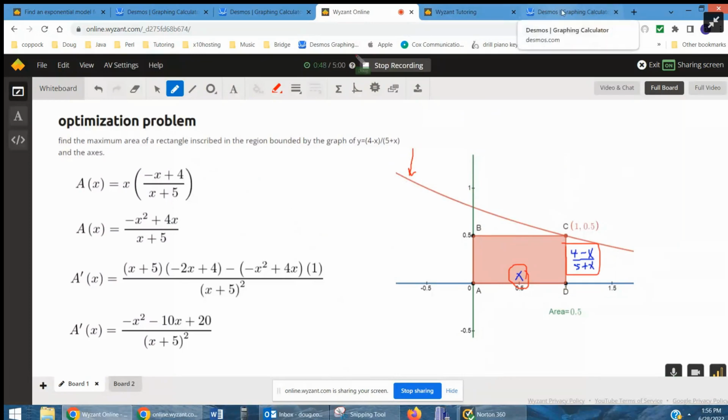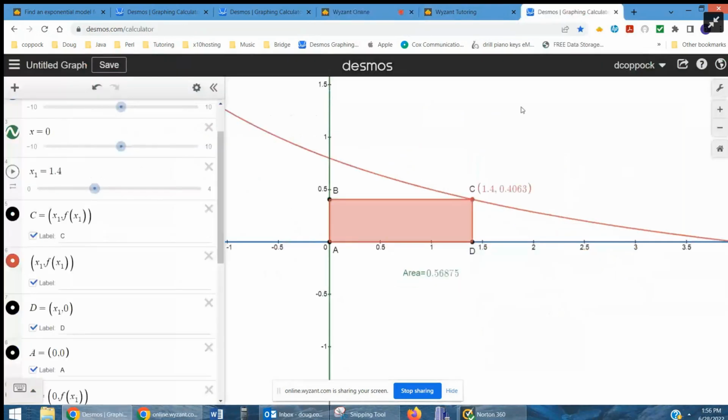And just so you can see what's happening, here I am on Desmos where I'm letting x sub 1 vary from 0 up to 4. And down here we've calculated the area. And you can see as I let x move this way, that area is getting bigger and bigger until we get into the vicinity of 1.7. And then the area seems to be getting smaller.